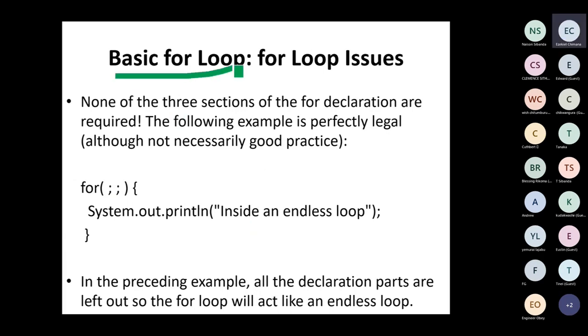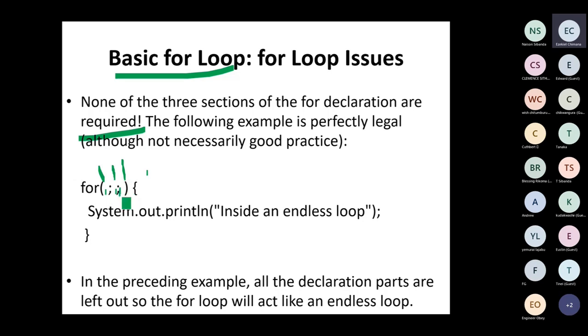So this was the basic for loop that we're talking about. Let's talk about some issues of the basic for loop. None of the three sections of the for declaration are required. We can even leave all three sections out. The following example is perfectly legal in Java, although not necessarily good practice. You can just write your for loop and put nothing in each of the three sections.